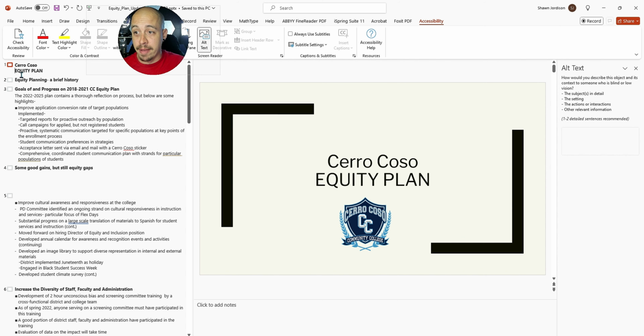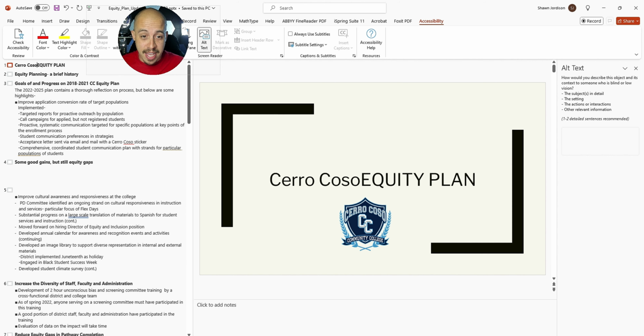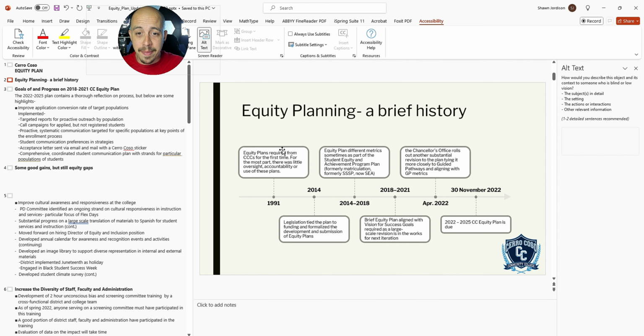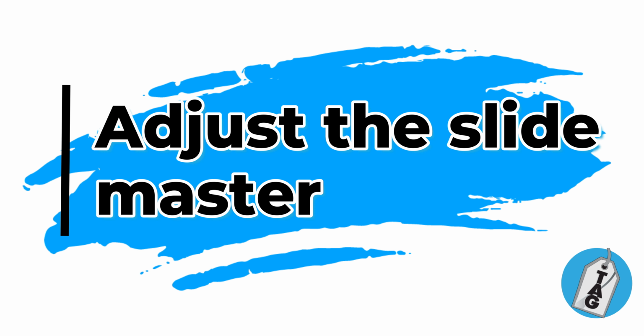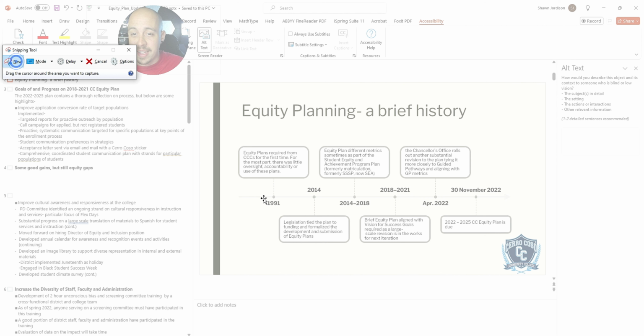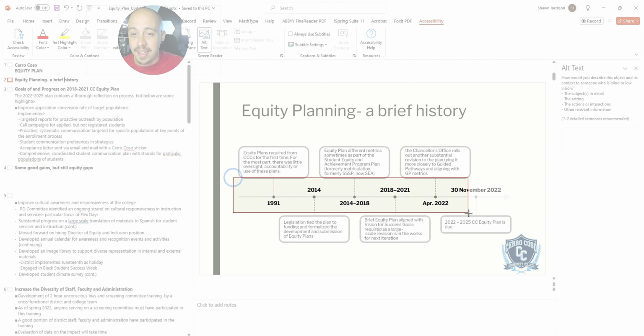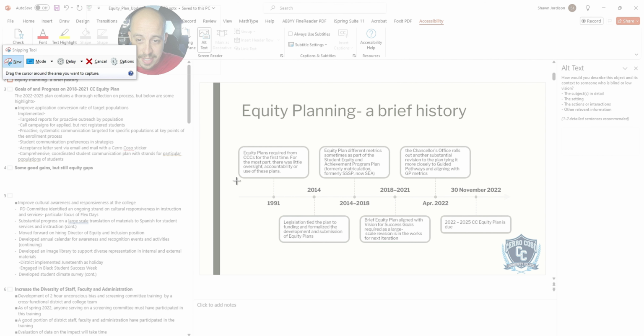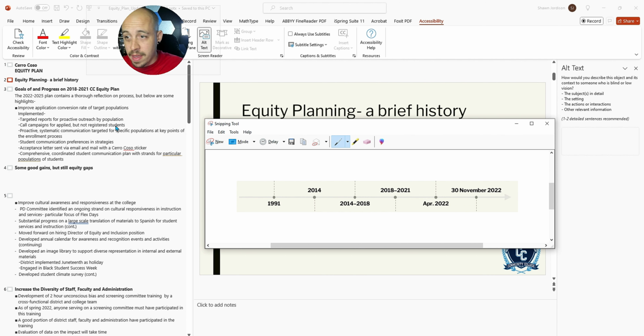All right, first things first, we've got Cerro Coso equity plan. That's fine. And then immediately we have the slide 2. So the only possible way that we can maybe make this work from an accessible standpoint from within PowerPoint is we have to set up a slide design theme. So let's see if we can get through some of this. I'm gonna use my snipping tool, and I'm going to cut their little timeline thing here. Let's do a better one because I don't want the boxes from the top. We're gonna cut that, and then here's what we're gonna do.